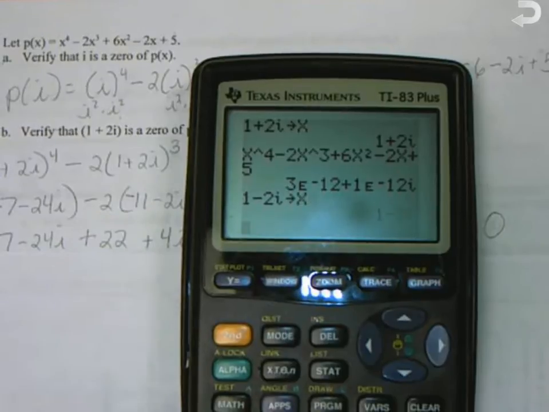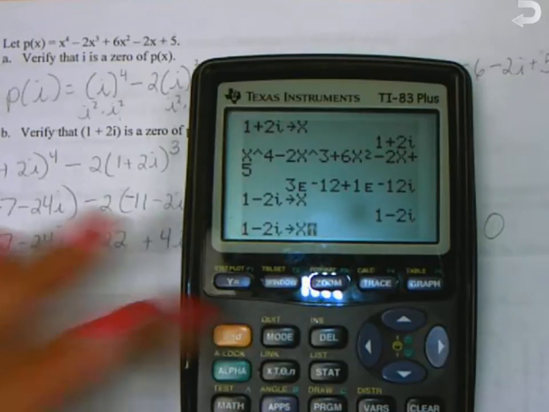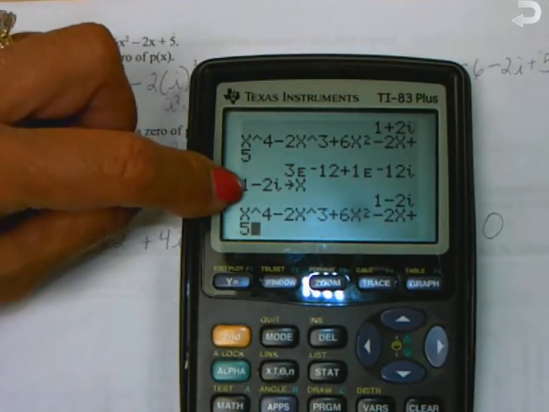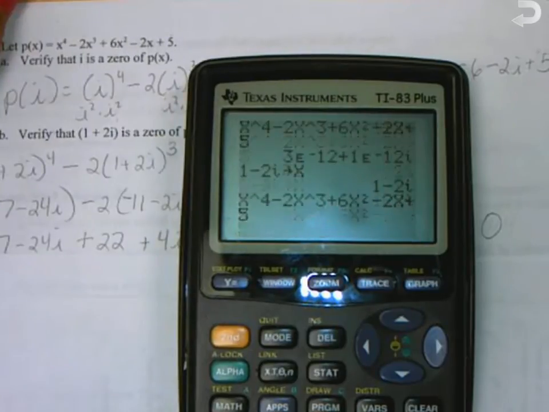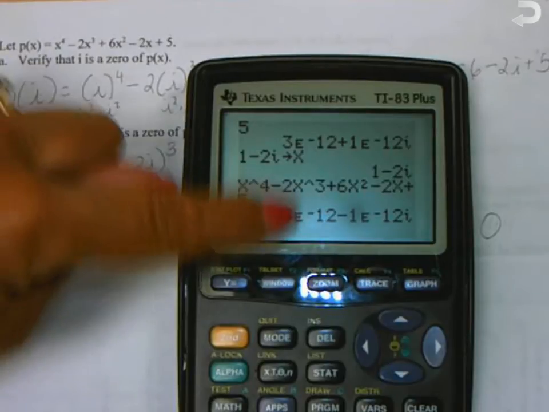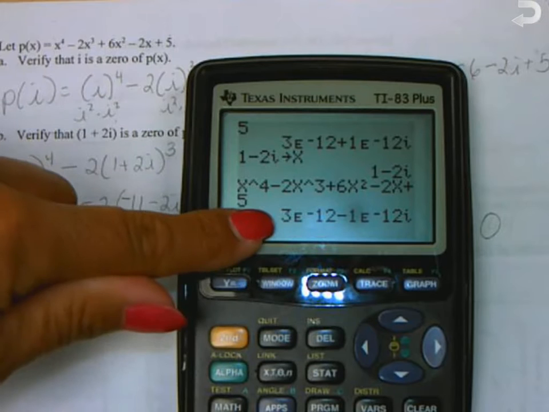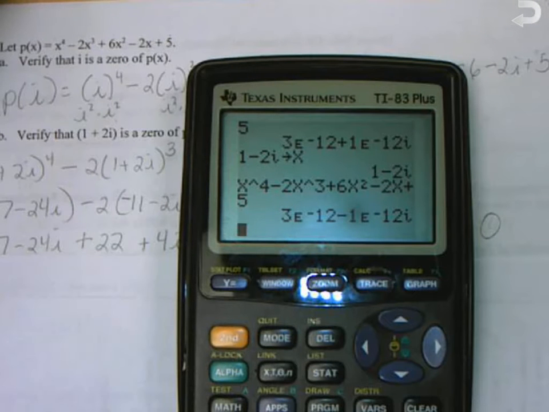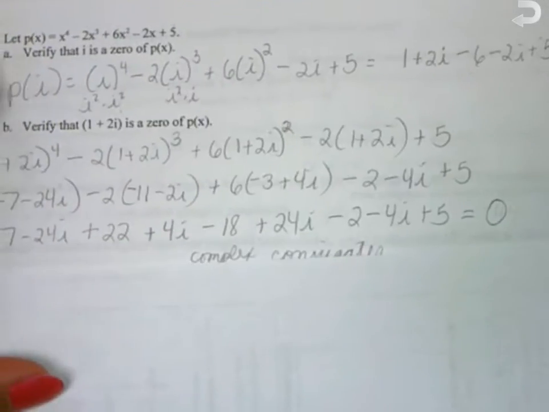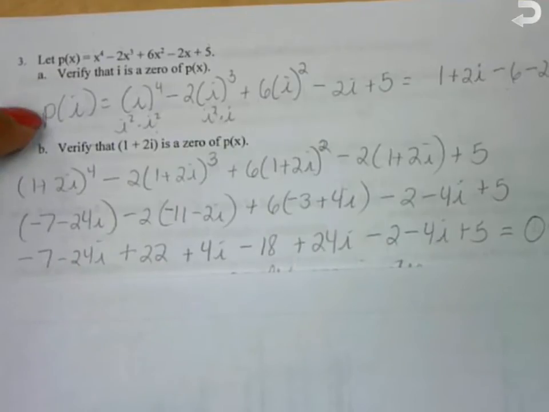If I take 1 minus 2i, store that now as x, and now instead of me typing that polynomial all over again, I'm going to do a second entry a couple times, so I have that polynomial coming back up. Now the calculator is remembering 1 minus 2i as my last input for x. And when I hit enter again, now I'm getting a somewhat similar answer to what I had before, but this is basically 0. It just has some rounding error from my calculator. So 1 plus 2i and 1 minus 2i are both zeros because of the complex conjugate theorem.